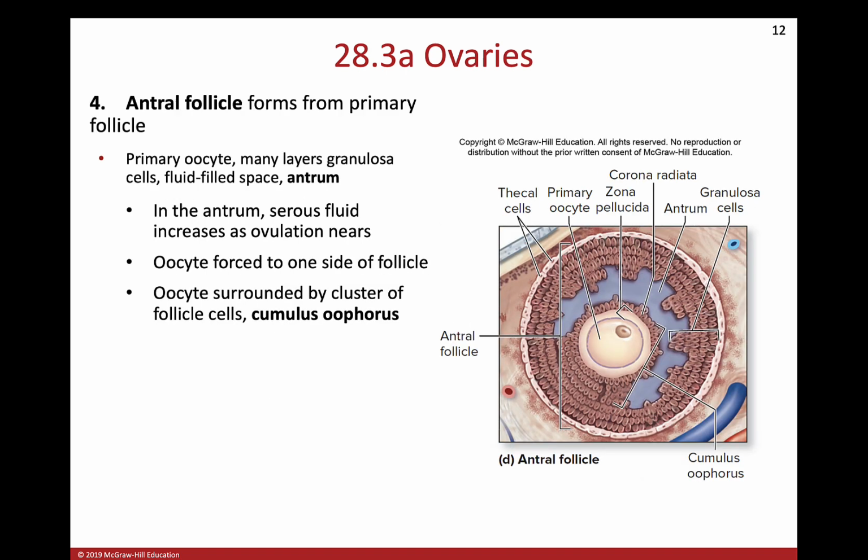The next type of follicle is an antral follicle, and this forms from the primary follicle. The primary oocyte, many layers of granulosa cells, and we start to see the beginning of a fluid-filled space known as the antrum. In the antrum, serous fluid actually increases as the time for ovulation gets closer. During this process, the oocyte is actually forced to one side of the follicle, and the oocyte begins to be surrounded by clusters of follicle cells, and this is called a cumulus oophorus.